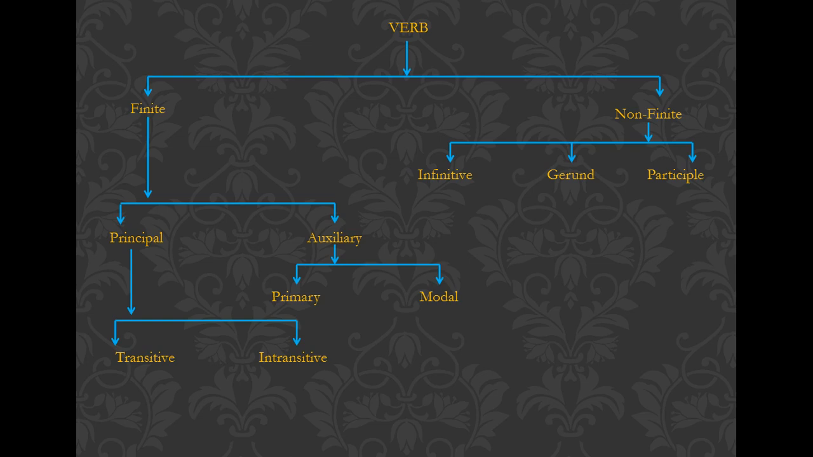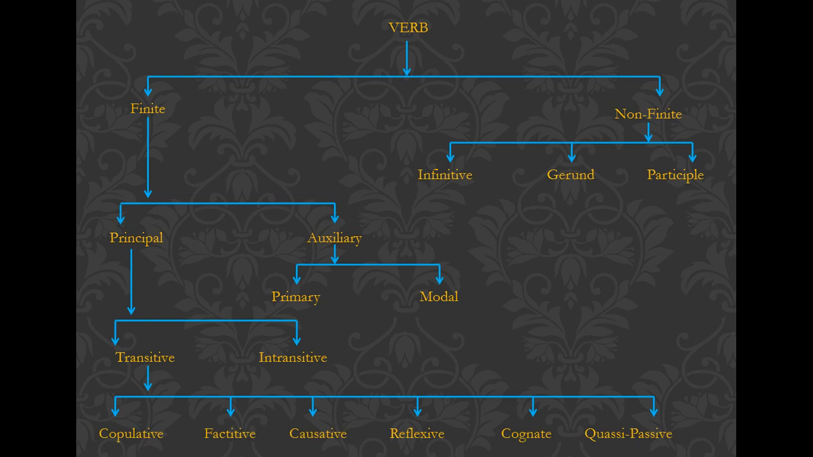Again, if we classify transitive verb, we will find another 6 types. What are they? They are copulative verb, factitive verb, causative verb, reflexive verb, cognate verb, and quasi-passive verb. So these all are our verbs.